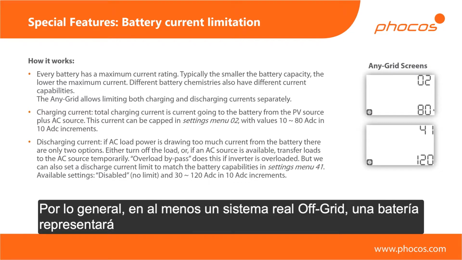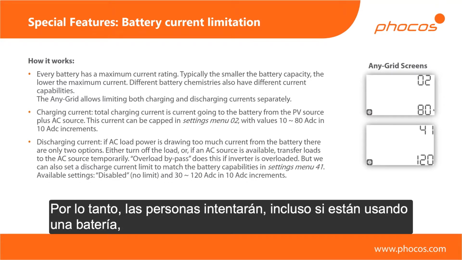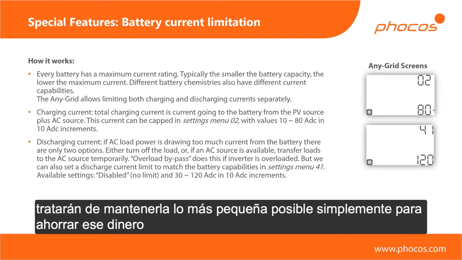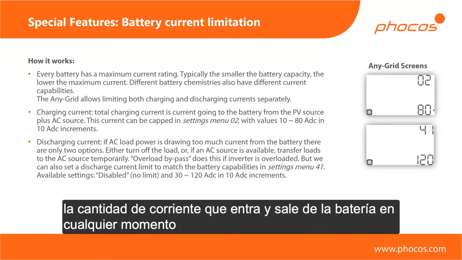So typically, in at least a real off-grid system, a battery will make up 50 to 60% of the total system cost. So that's obviously a huge chunk. So people will try to, even if they're using a battery, keep it as small as possible, simply to save that money. And in order to work with that, we need to be able to limit how much current is going in and out of the battery at any one time.